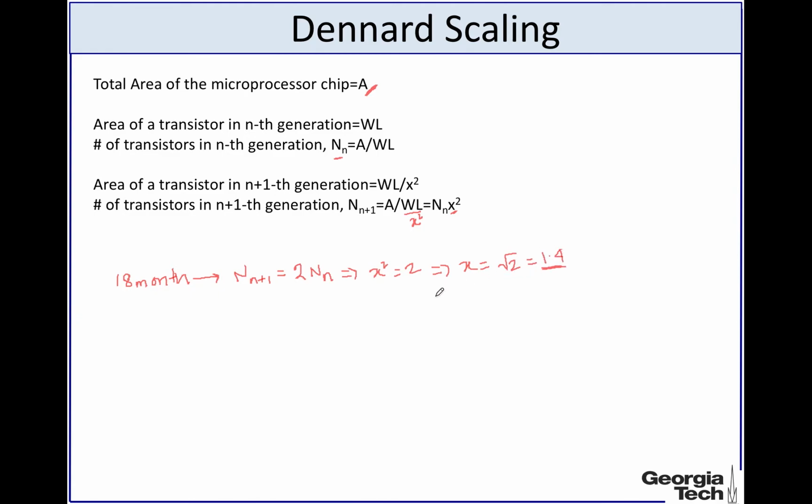Alright, so 1 over X is approximately 0.7, and as we said, W becomes W over X and L becomes L over X. So it essentially means that every subsequent generation, both W and L get reduced by 30%, or the area of an individual transistor goes down by 50%, every subsequent generation.